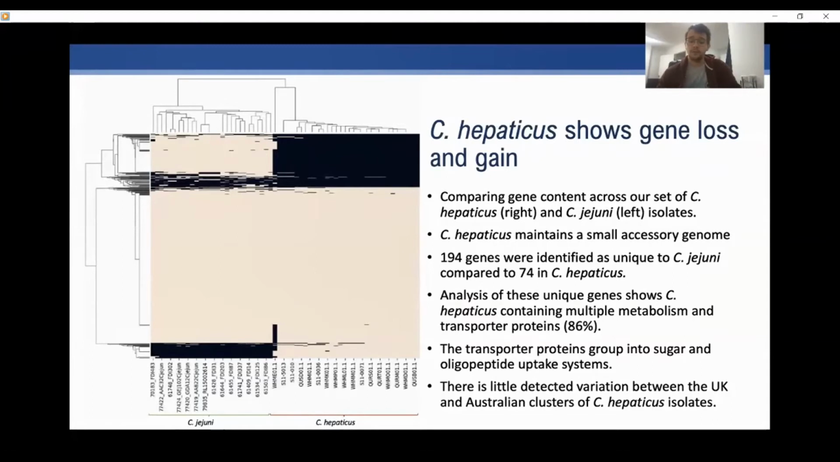We identified 74 genes in C. hepaticus that were not present in C. jejuni. Drilling down on these, we identified that the vast majority of them were in metabolism and transporter proteins. Transporter proteins group into two groups, those involved with sugar uptake and those involved with oligopeptide uptake. We also identified that there was very little variation between the UK and Australian clusters in terms of core genome size.